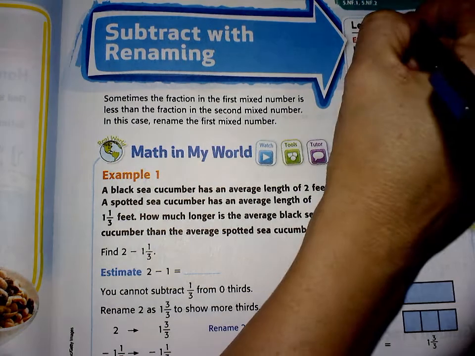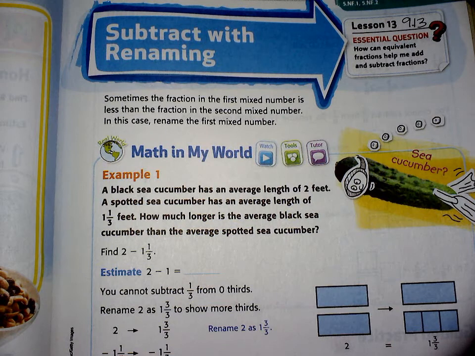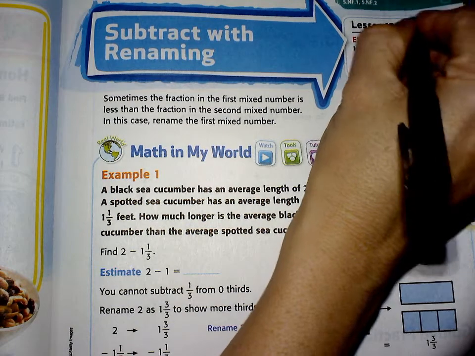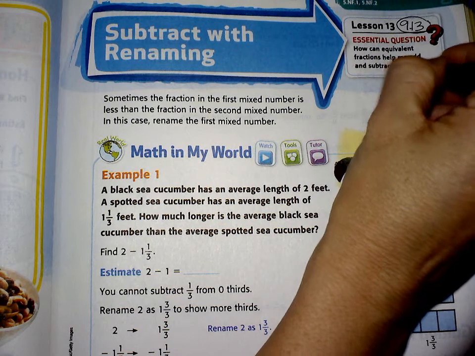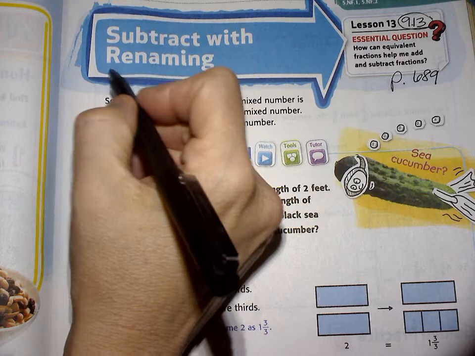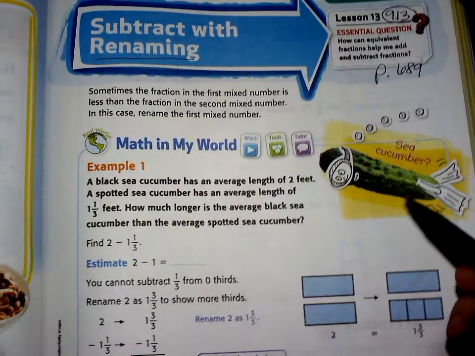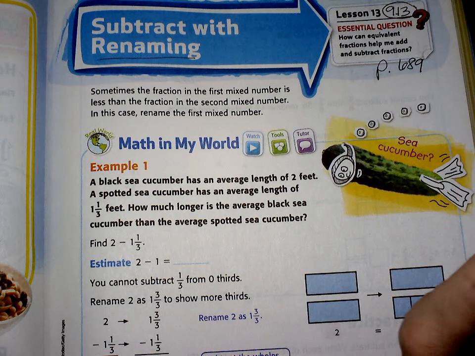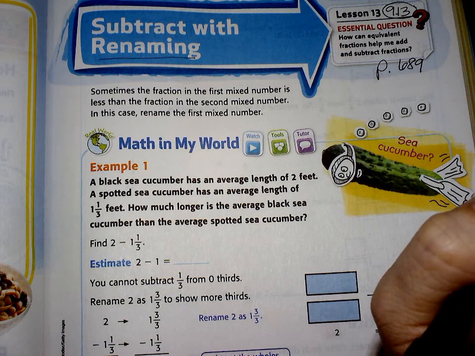last lesson in this chapter. We're on 9.13. We're going to do some more work on it tomorrow on Wednesday, some review, but today we're on 9.13. That is page number 689. Page number 689, and we're on subtracting with renaming. And if you see this sea cucumber, sea cucumbers don't look like cucumbers with snorkeling equipment, then you know you're on the right page.